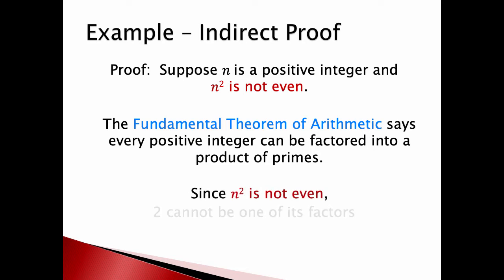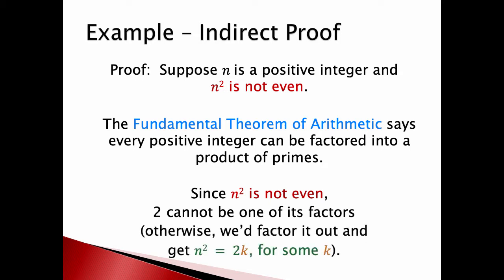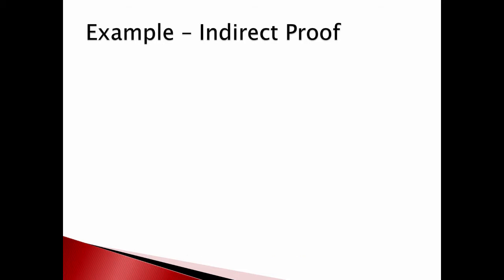Since n squared is not even, 2 is not one of its factors. How do I know that? Well, remember, if it was, I'd factor it out, and everything that's left over could be my k. So I'd factor out one of those 2's, and I'd be left with a whole bunch of other prime numbers. Multiply those together and call that k. Ding, n squared would be even, so that's why it doesn't work.